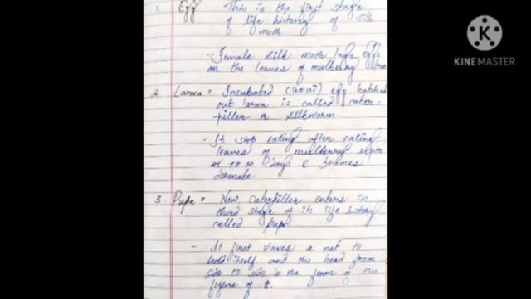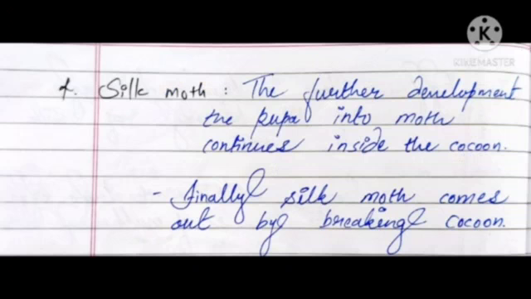Second one is larva. Incubated egg hatches out larva called caterpillar or silk worm. It stops eating after eating leaves of mulberry for 25 to 30 days and becomes dormant. Third one is pupa. Now caterpillar enters the third stage of life history called pupa. It first weaves a net to hold itself and then moves its head from side to side in the form of the figure of 8. Fourth one is silk moth.